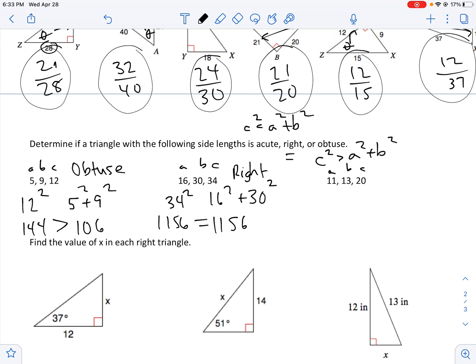We've got A, B, C. So I've got 20 squared, 11 squared plus 13 squared. 20 squared is 400. 11 squared plus 13 squared is 290. So c squared is bigger. So this is obtuse.